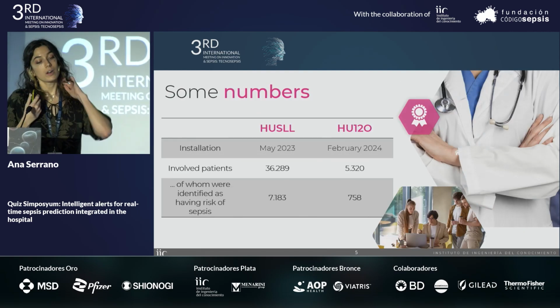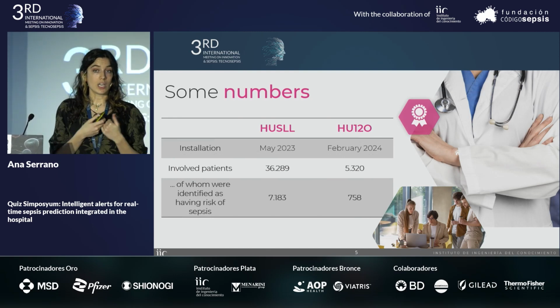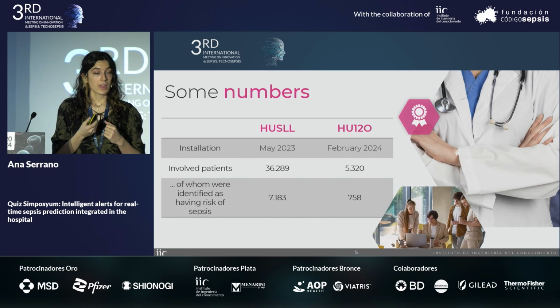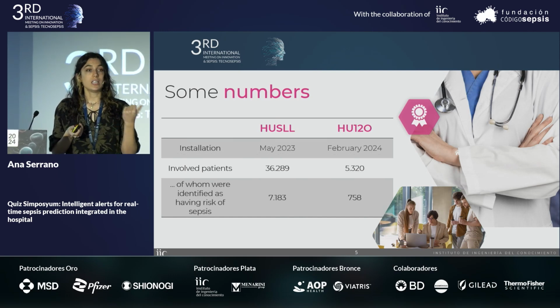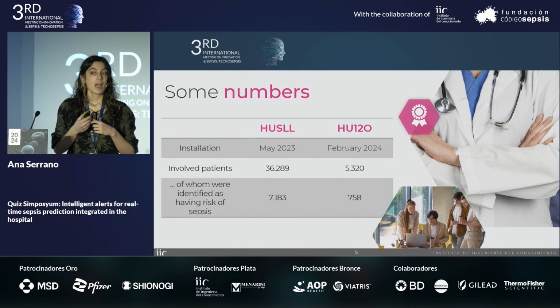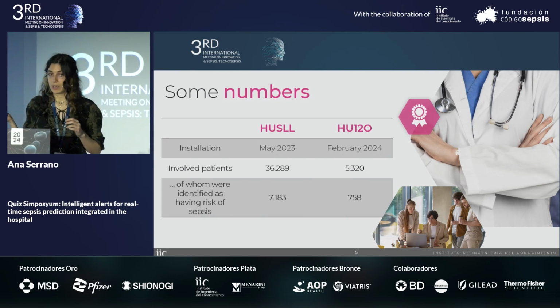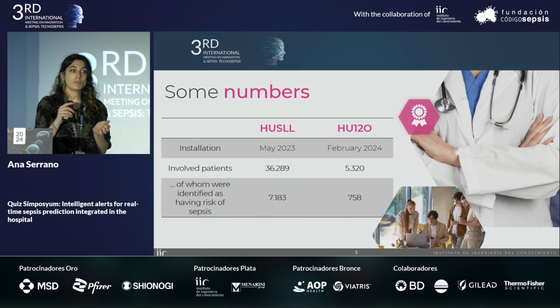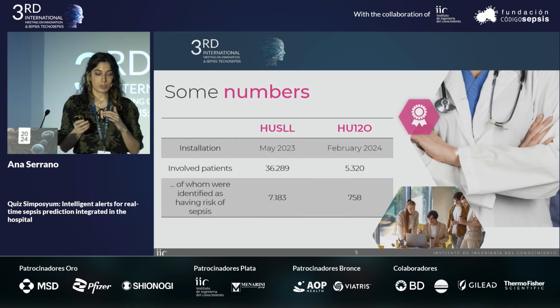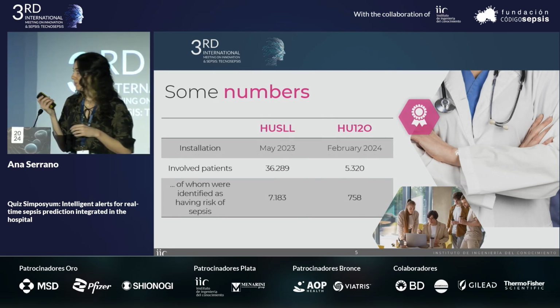And regarding the last version of BeAlert, we installed it in Llàtzer in May. And we just recently installed it in the emergency department of the 12 Octubre hospital in February. And since this moment, BeAlert has been generating predictions, and these predictions have involved more than 36,000 and 5,000 patients, respectively. And of these patients that have been monitored by BeAlert, around 15% of them generated an alert at some point of the hospitalization.